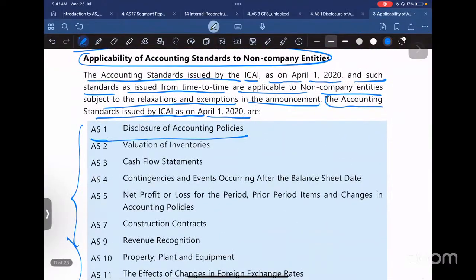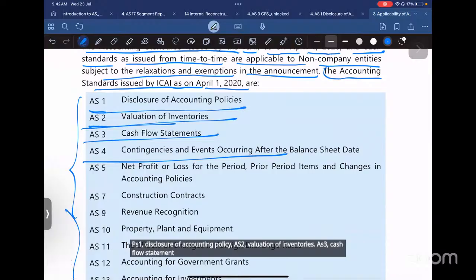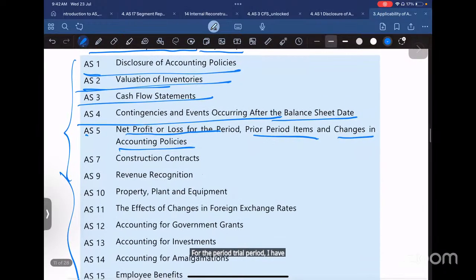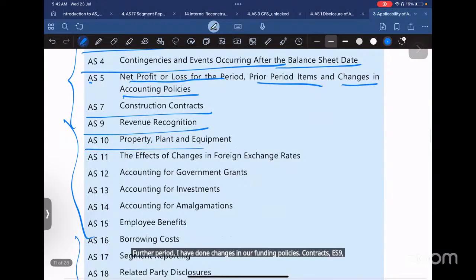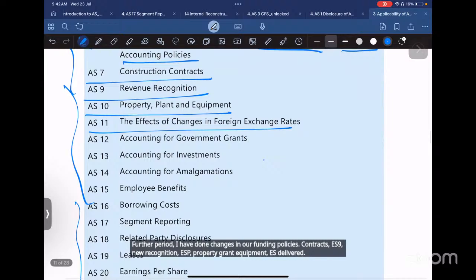AS1, disclosure of accounting policy. AS2, valuation of inventories. AS3, cash flow statement. AS4, contingencies and events occurring after balance sheet date. AS5, profit or loss for the period, prior period items and changes in accounting policies. AS7, construction contracts. AS9, revenue recognition. AS10, property, plant and equipment. AS11, the effects of changes in foreign exchange rates.